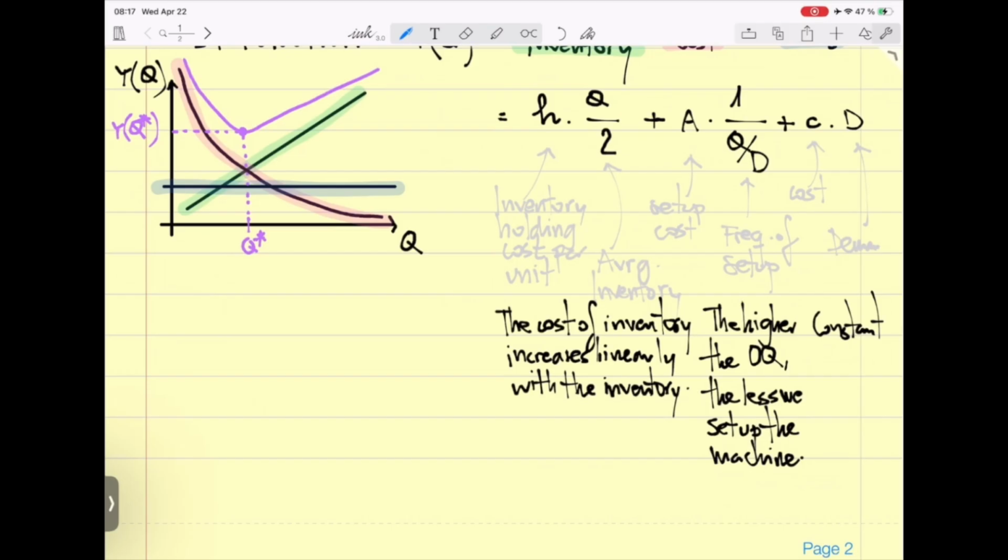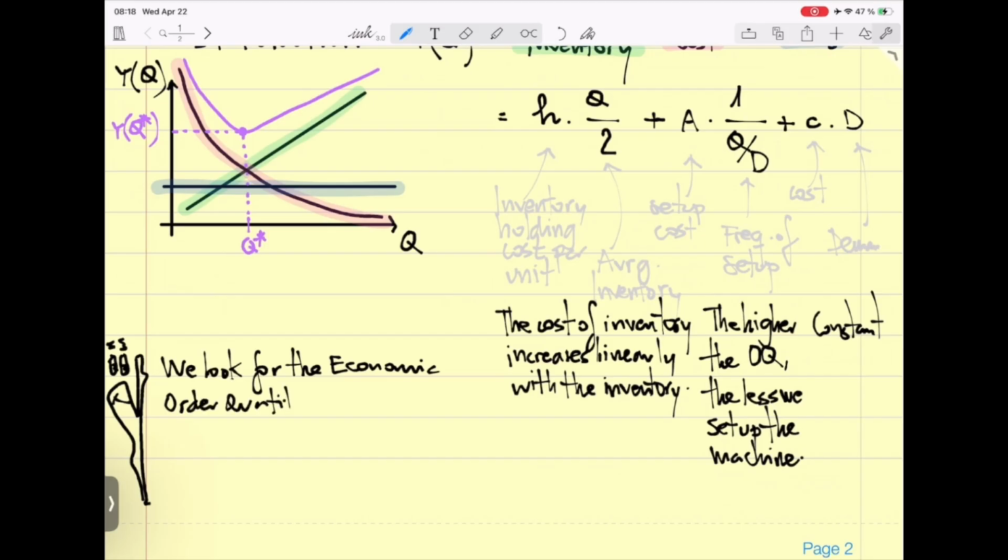It reminds you that we look for the economic order quantity Q star that minimizes the cost y. Okay?